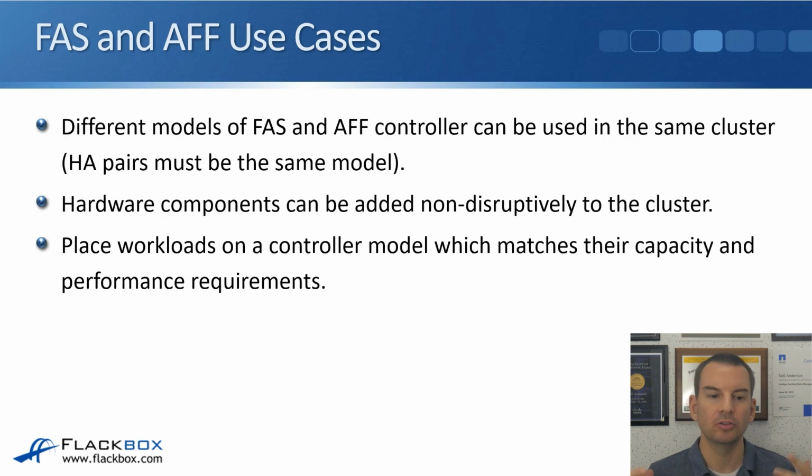When you've got an ONTAP cluster, different models of FAS and AFF controllers can be used. The rule is just that HA pairs must be the same model. So for example, you could have a single cluster which has a pair of AFF A300s in there and also a pair of FAS 9000s as well.